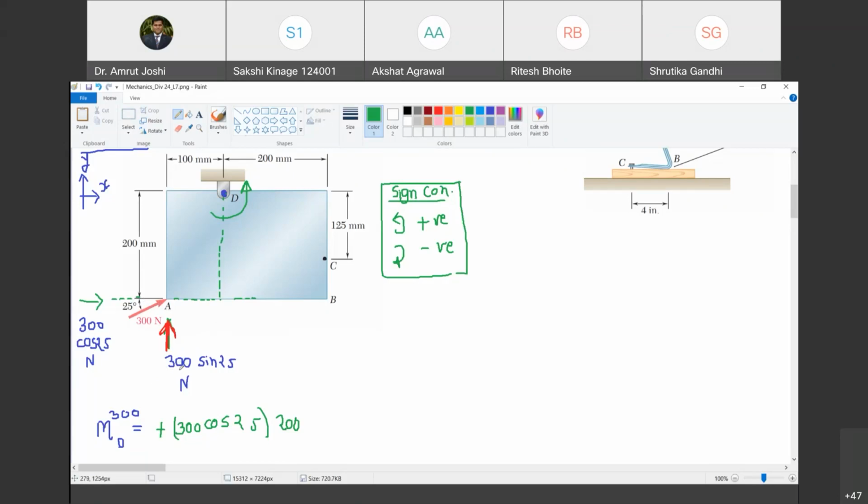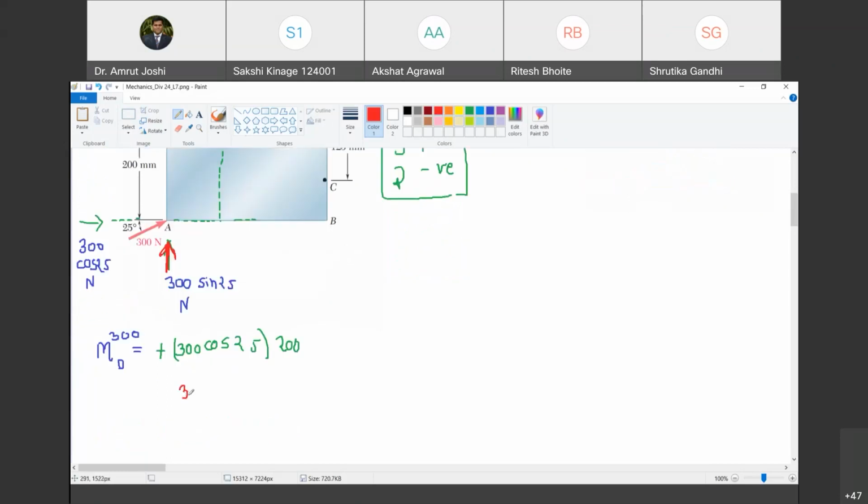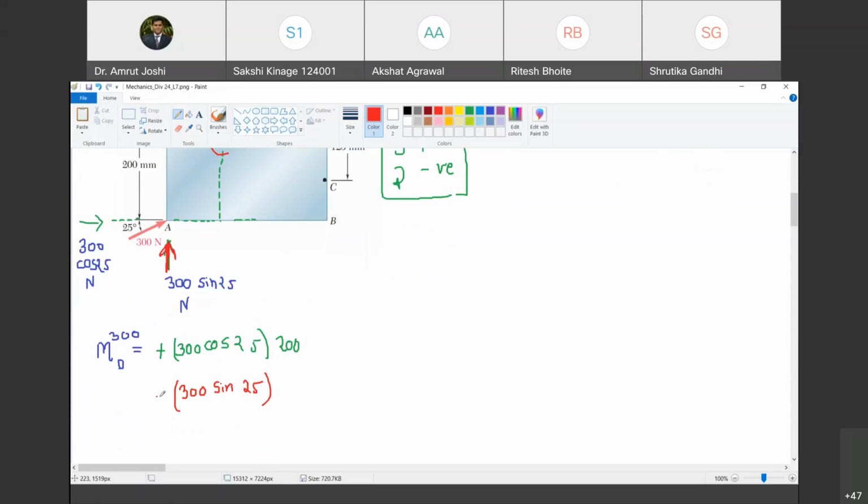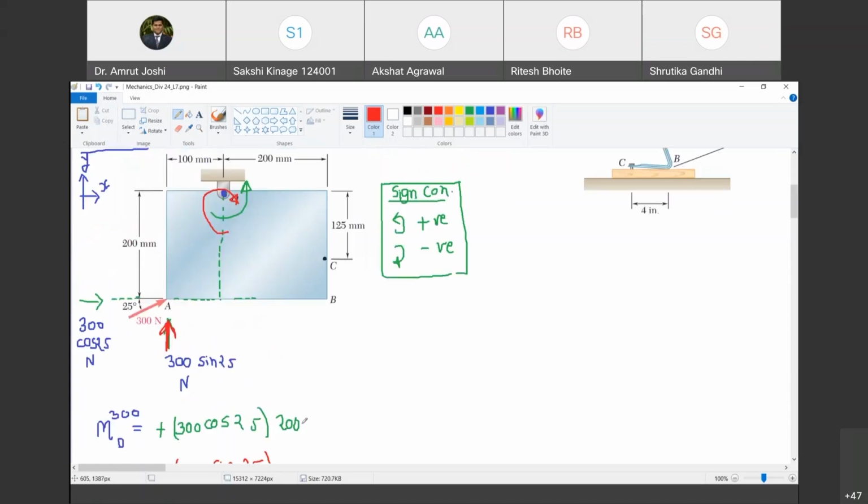Okay. Now, let us look at this 300 sine 25 component. I will write down its moment in red color. So I will write it as 300 sine 25. Are you with me? Now, tell me what kind of movement is it going to cause at D? Clockwise. So it is going to produce a clockwise movement at D. So therefore, I am going to write it as negative. Are you with me? Yes, sir.